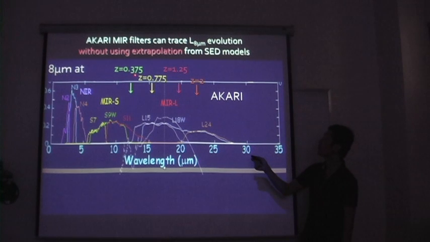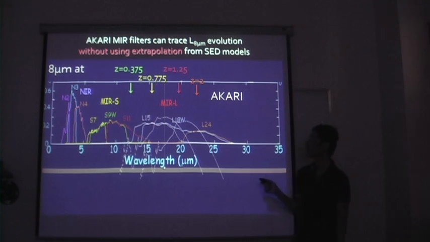For example, if your galaxies are at redshift 0.4, the 11 micron filter can capture the rest frame 8 micron emission directly. If your galaxy is at redshift 0.7, the 15 micron filter can observe rest frame 8 micron. The same thing at redshift 1.25, the 18 micron filter can observe 8 micron emission. And 8 micron emission goes into the 24 micron filter at redshift 2.